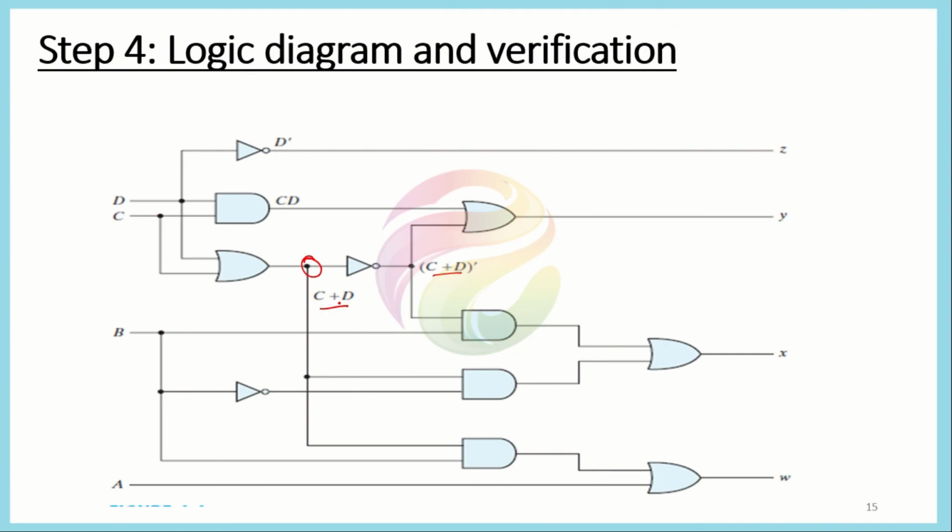Otherwise, you can also avoid this and just draw the first part which we discussed in the last slide, which would also result in the correct circuit. This just gives us a better understanding of the circuit. Otherwise both sets of expressions or circuits are fine. So from here we represent all the outputs Z, Y, X, and W.